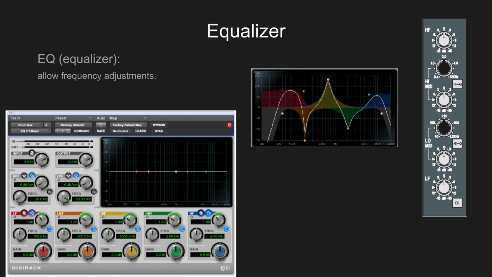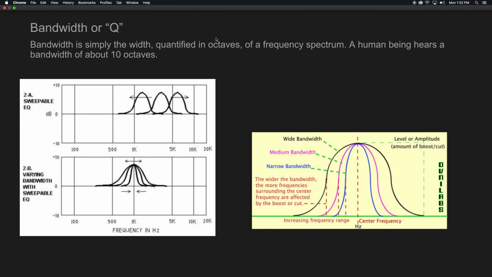All right, we just talked about bandwidth or Q, so I won't spend a lot of time on it, but bandwidth is simply the width, quantified in octaves, of a frequency spectrum. A human being hears a bandwidth of about 10 octaves. When we're affecting a Q, this is just a visual representation: a wide bandwidth would be black, the pink would be medium bandwidth, and the narrow bandwidth would be that blue right there.